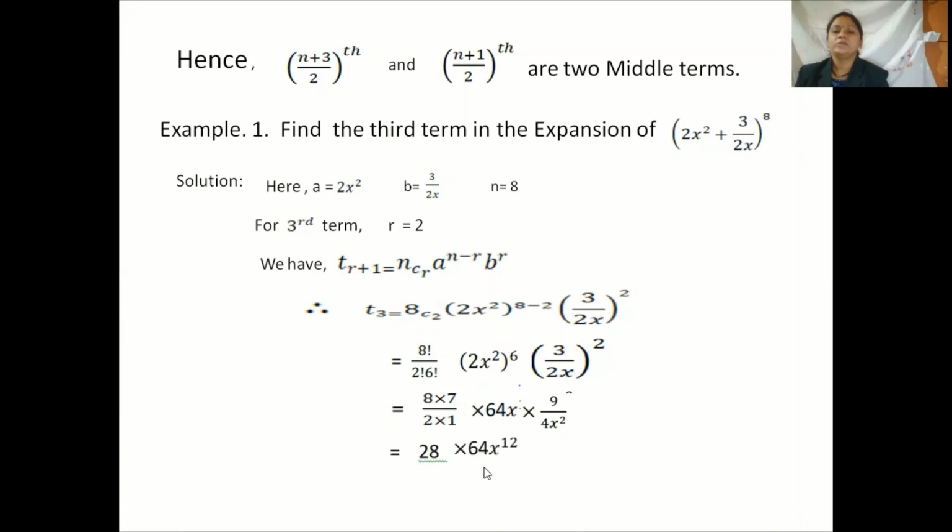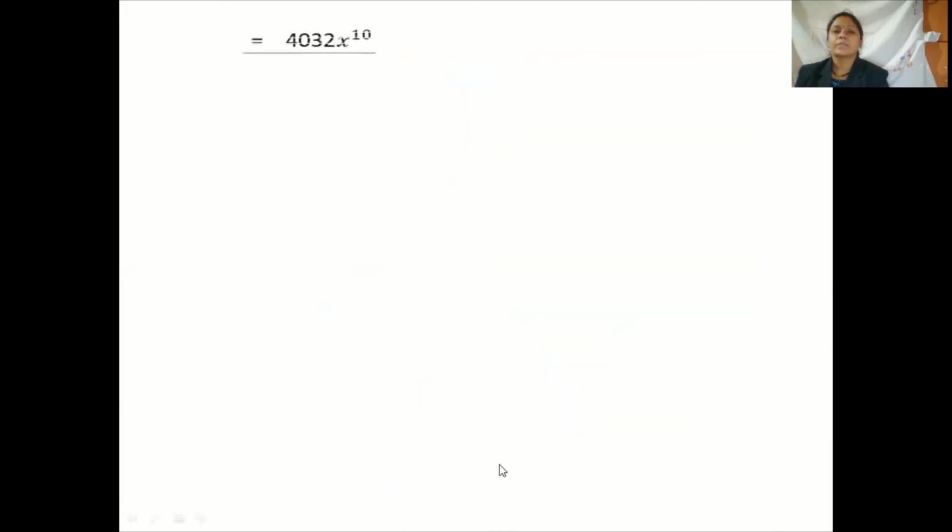28 into 64 x raised to 12, is equal to 4032 x raised to 10. Therefore, the third term in the expansion of (2x square plus 3 upon 2x) raised to 8 is 4032 x raised to 10.